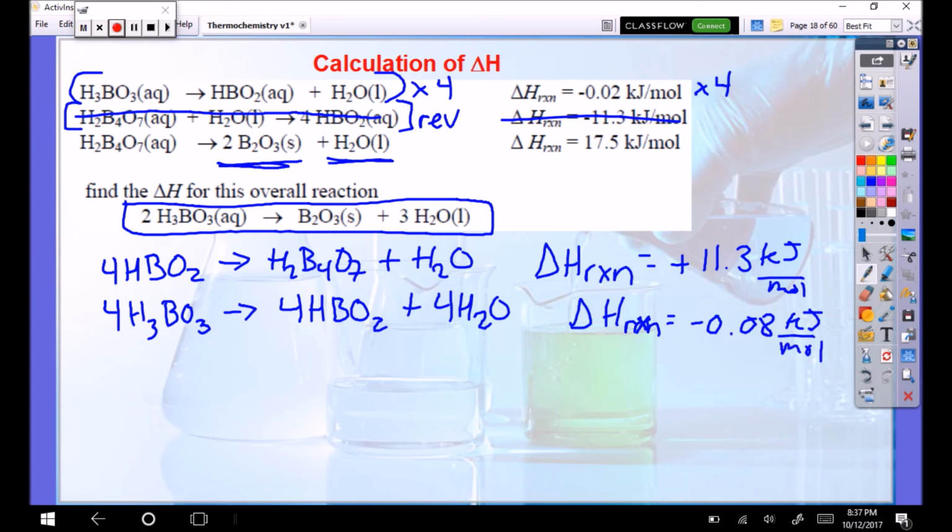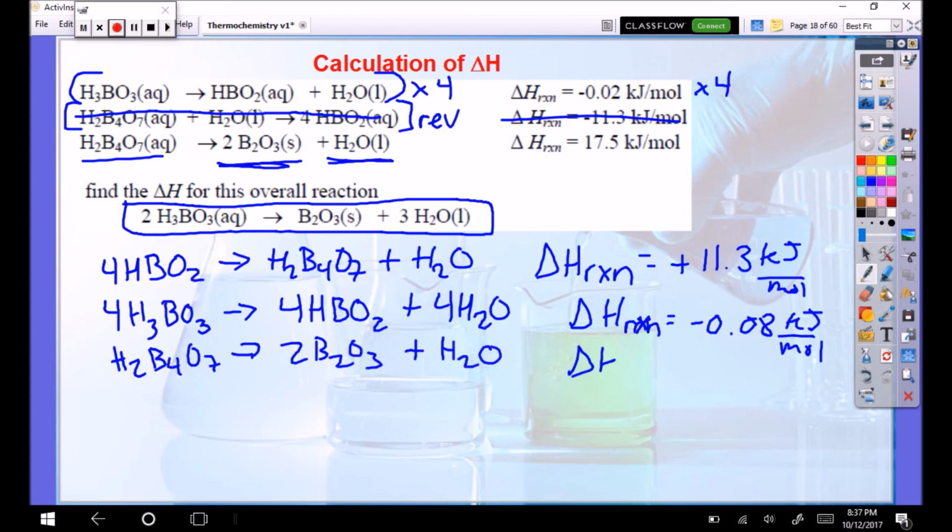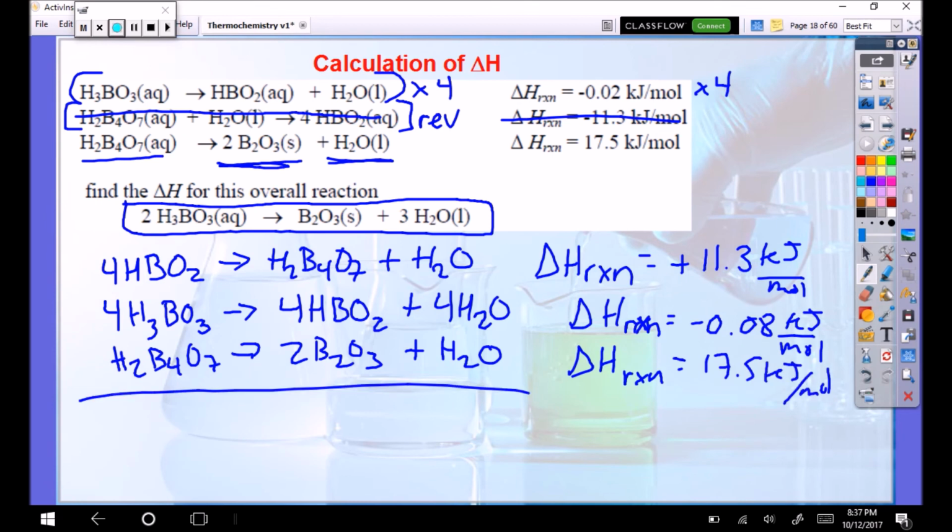And now we just have to check and see if everything else will cancel. Well, I see that this will cancel here. That's good. I now have 4 of these that will cancel here, and that's good. And the rest is water, which I want. So let's bring this all together. We've got H2B4O7, we got 2B2O3, and water. So these are my 3 reactions. 17.5 kilojoules per mole. Okay, so let's add these all together.